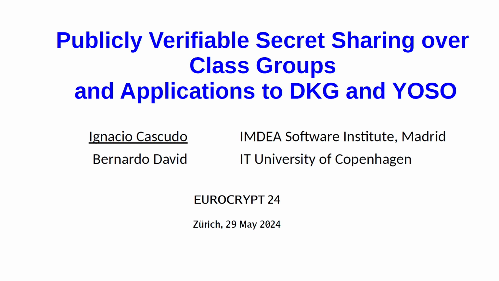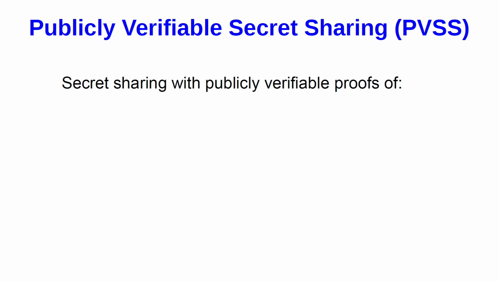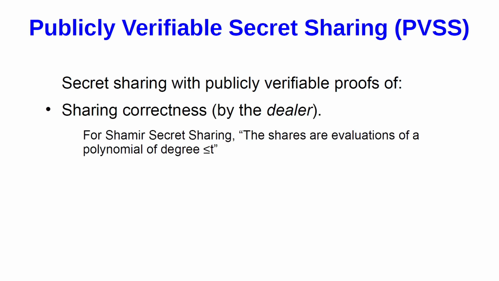Yeah, thanks. This is, as you can see, a paper on publicly verifiable secret sharing. So let me first explain what this concept is about. A PVSS scheme is a secret sharing scheme that provides additional proofs of two things, and these proofs are publicly verifiable. Basically, the proofs that we want are sharing correctness, meaning that the dealer proves that the shares that she's sending are correct according to the underlying secret sharing scheme.